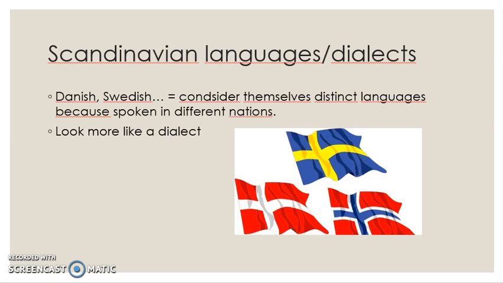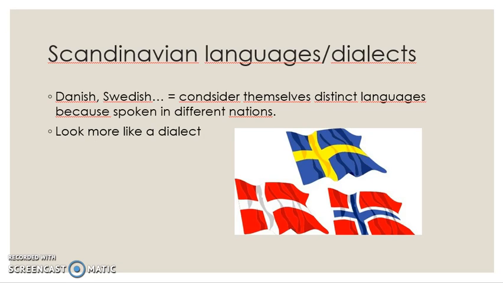The writer also speaks about how he went to a conference in Denmark with a Swedish friend. His friend ordered, spoke, gave directions, and so on, all in Swedish, and the Danish understood him perfectly. So they consider these varieties of Scandinavian as distinct languages because they are spoken in different nations. But the thing is, they resemble each other closely enough to look more like dialects of one language.